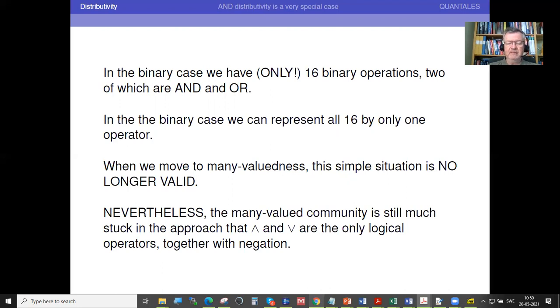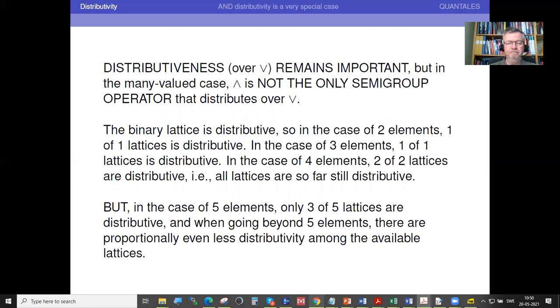Nevertheless, it's been surprising to me for decades why the many-valued community is still much stuck with the approach that the logical operators arise from the underlying lattice, rather than investigating other options for semigroups that distribute over join in similar ways. So distributiveness obviously remains important, but meet is not the only semigroup operator that distributes over join.